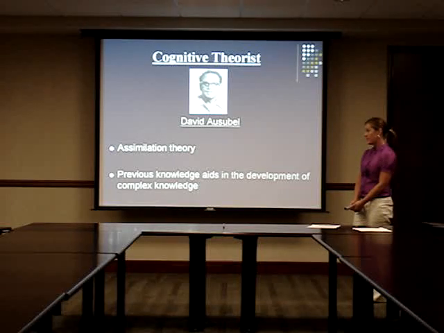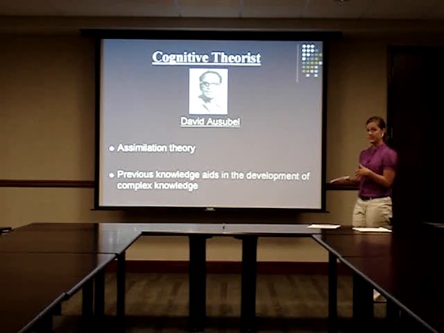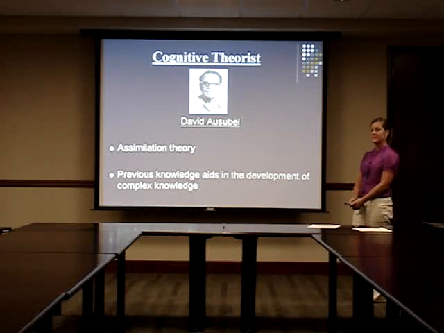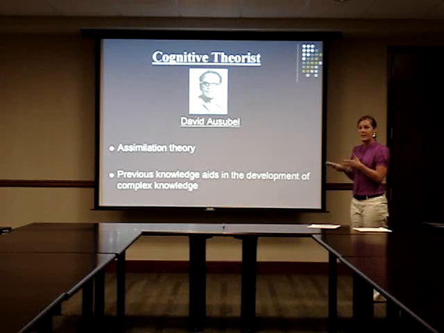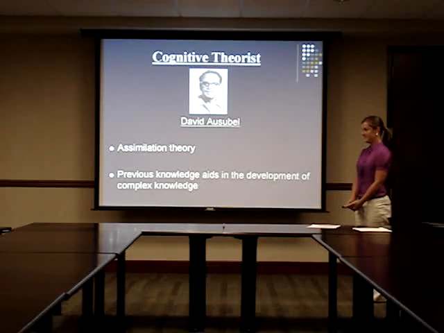A cognitive theorist is that of David Ausubel. He came up with the assimilation theory. This assimilation theory was based on the previous knowledge aids from the development into complex knowledge. So in other words, we learn things better from our previous knowledge.